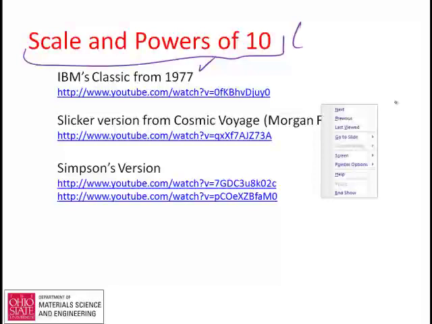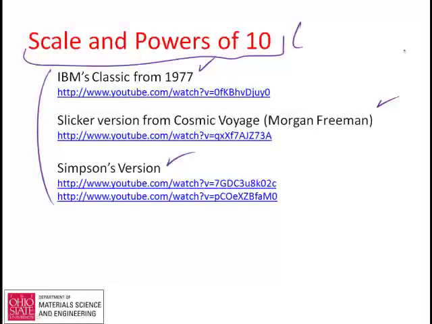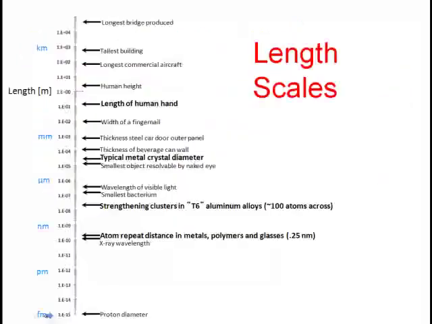Morgan Freeman did a slicker version for a PBS show that's on there. And of course, there's a Simpsons version of this also, which is good for comic relief. And like most things on The Simpsons, actually fairly thought-provoking. All highly recommended stuff. And what this gets to is this idea of length scales, logarithmic scales.